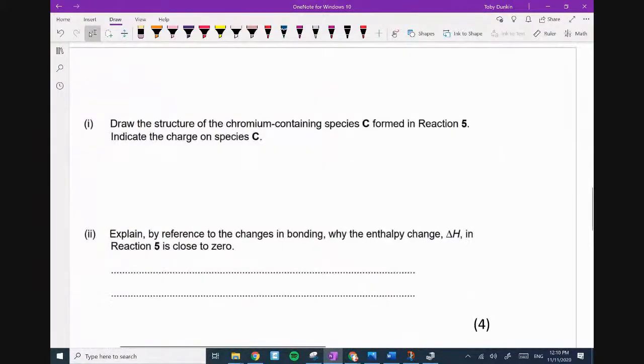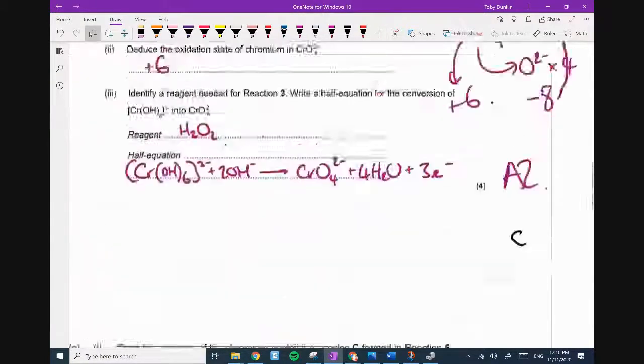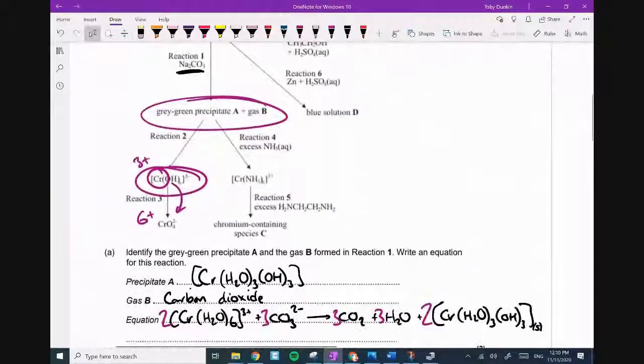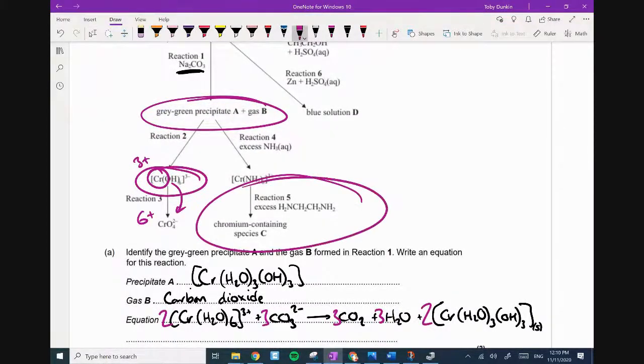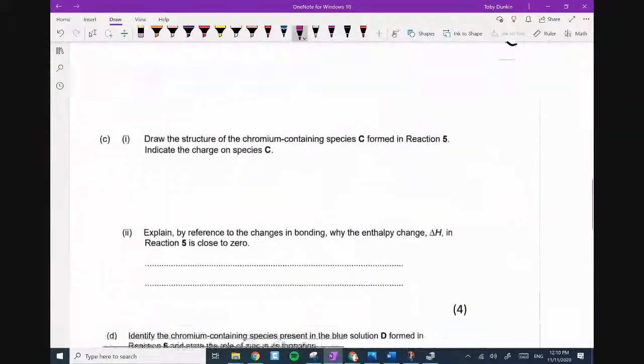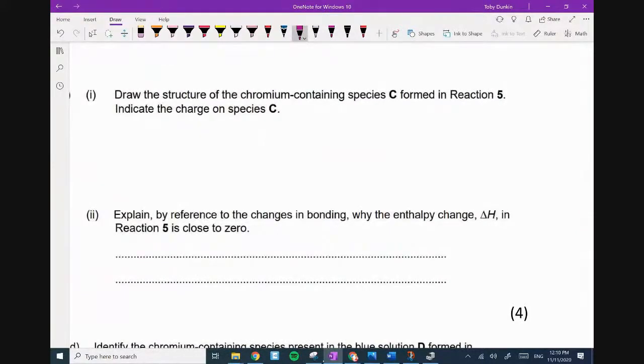Next. Draw the structure of the chromium-containing species in reaction 5. Indicate the charge on the species. Okay, so this is the chromium. I'm going to make that into a wedge, then lines, then N, N, N, N, N, and N, and then carbons, and then lines.